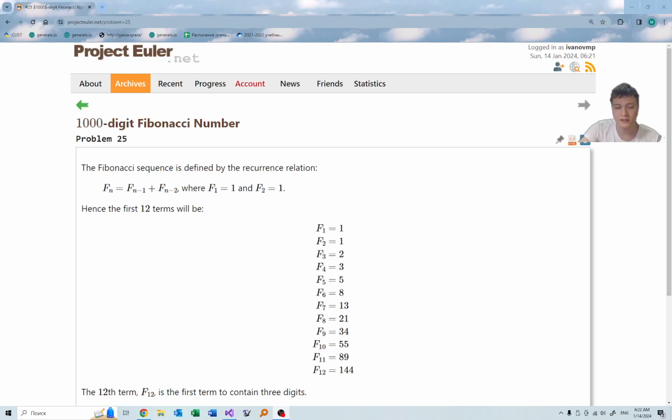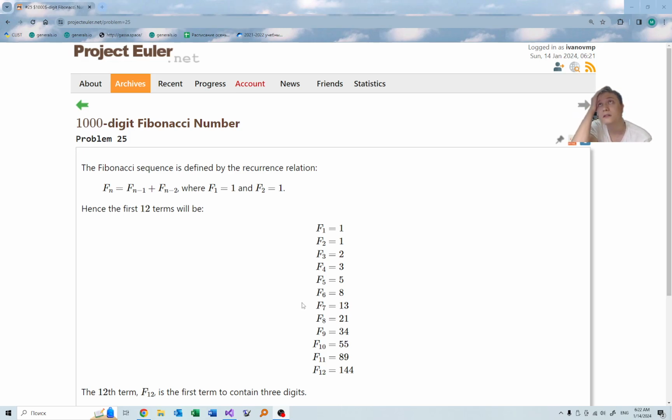Today I will continue solving Project Euler. I believe we will still have some not very interesting problems. Some people suggested I solve recent problems.